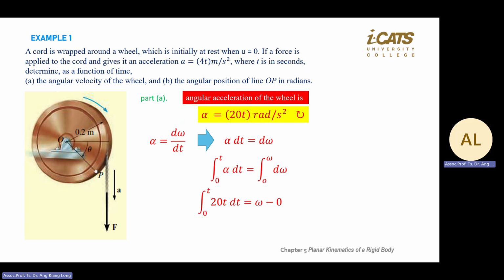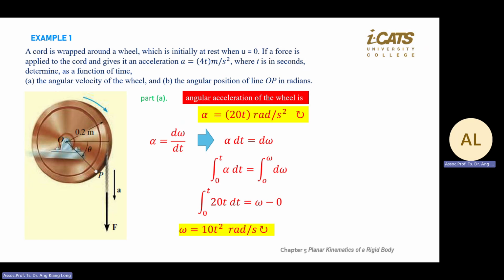Okay, the rest is just the derivation of integration. So 20t dt, you get t squared divided by 2. The answer is 10t squared. On the left, you integrate from 0 to omega. The answer is omega equal to 10t squared, and it's clockwise. Unit is important. Omega is actually velocity. So velocity is meter per second, but this is angular, so meter changes to radian. If you move in linear, you have meter, but this is a rotation, so for rotation you define displacement as an angle.